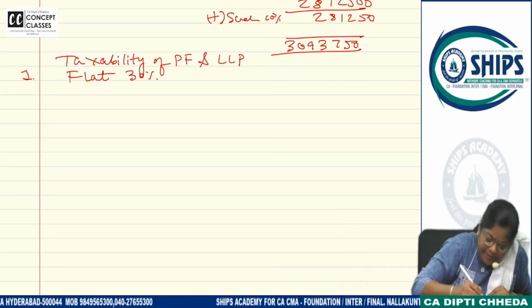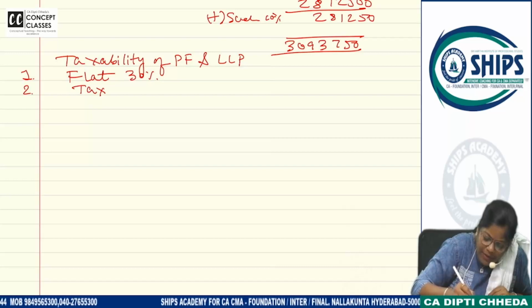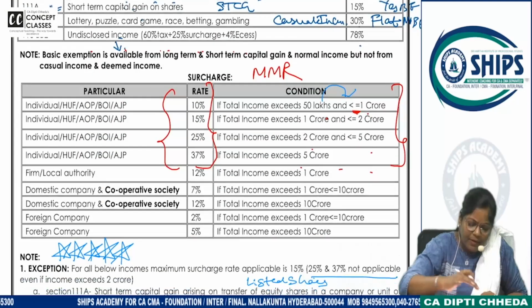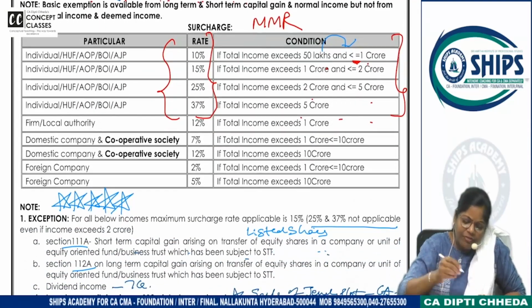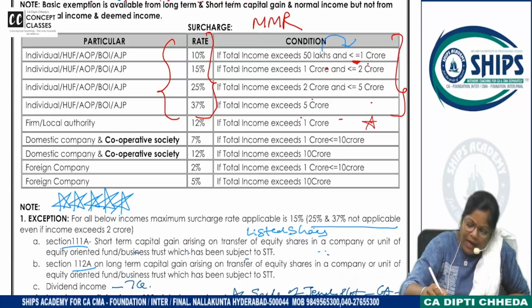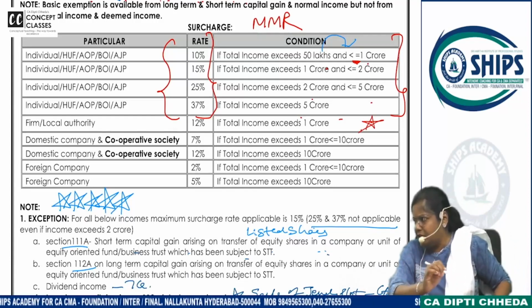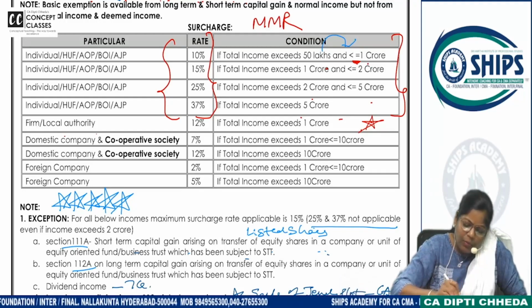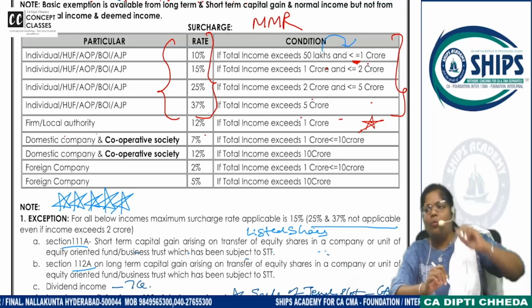Flat 30%. Second thing is on tax surcharge. आ जाओ यहाँ पे. Now, no surcharge rates for partnership firm and all are like individuals. So what are the surcharge rates for them? Firm, local authority and all, 12% if the total income exceeds 1 crore.